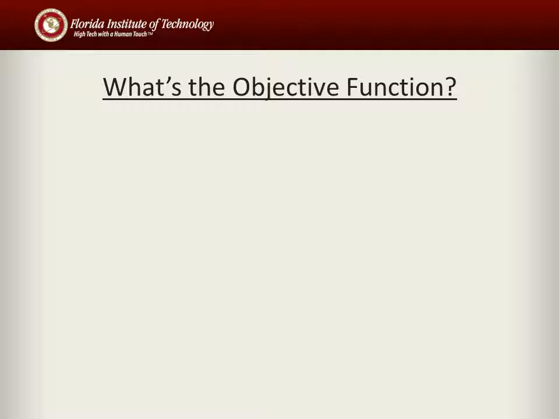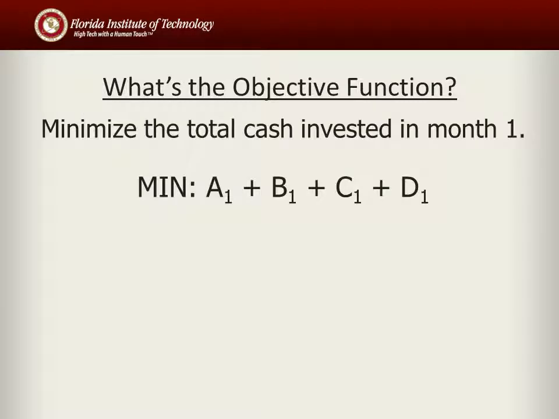So what is the objective function? Let's first start with the objective. The objective per the problem statement is to place the least amount of money up front in order to meet a required schedule of payments. So we want to minimize total cash invested in month number 1. That's the upfront money. So minimize A1 plus B1 plus C1 plus D1.